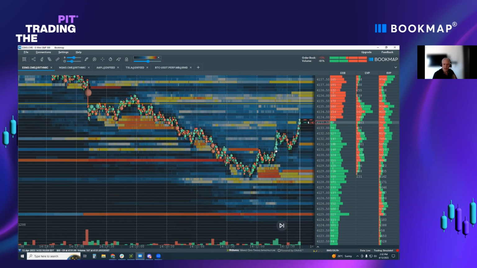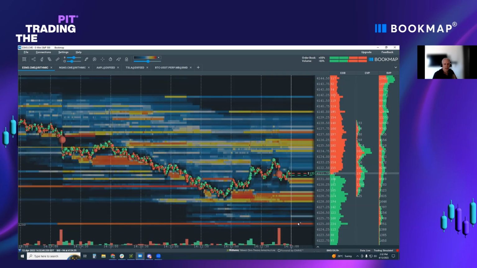That's what the volume dots are showing you here. So a green dot is a market buy order transacting on the best offer. A red dot is a market sell transacting on the best bid. And the size of the dot refers to how many transactions took place. And that's all it is.